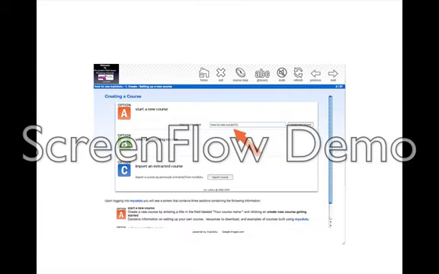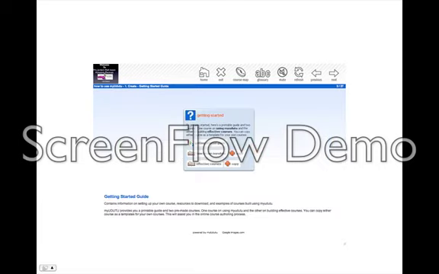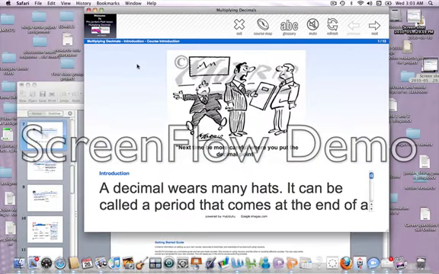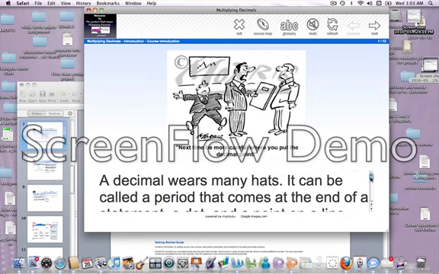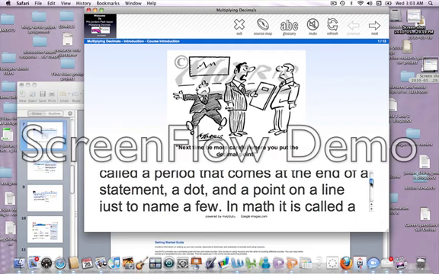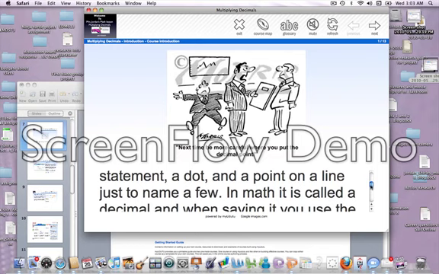I'll show my activity as to my UDO 2 in this show here and go to that activity, which is here. As you will see here, this is my first thing, the introduction, a decimal: words, many hats. It can be called a period that comes at the end of a sentence, a dot, and a point on the line, just to name a few.